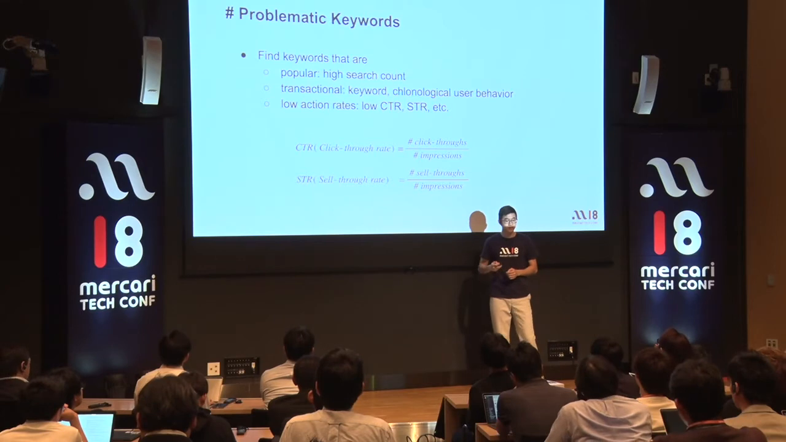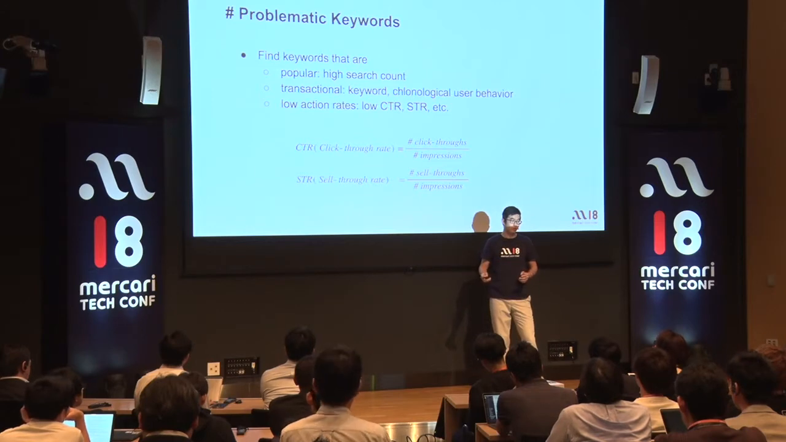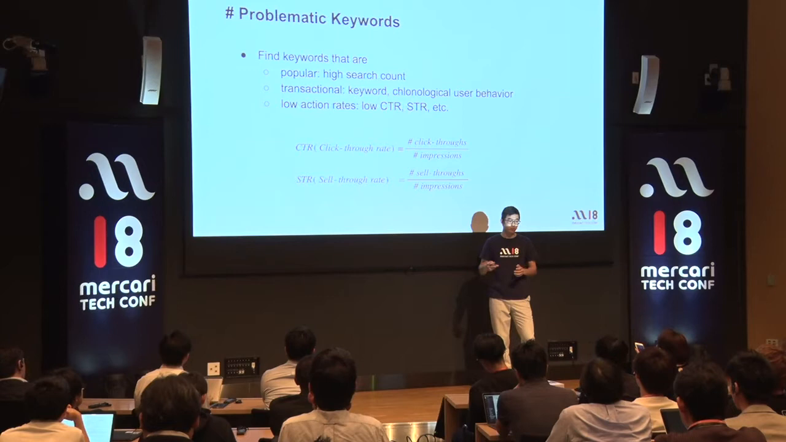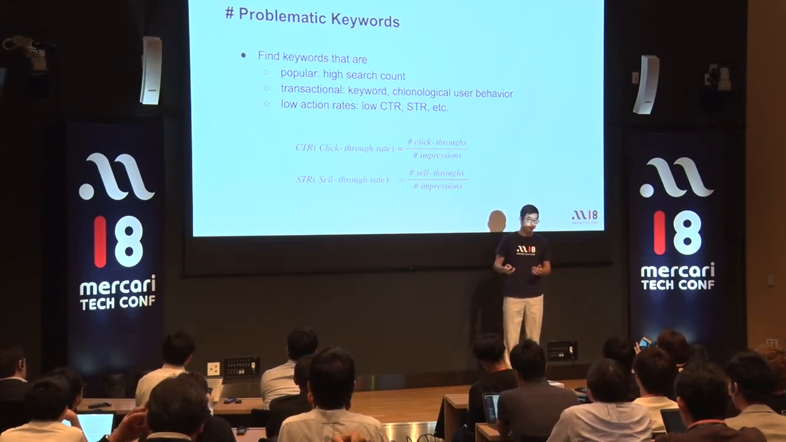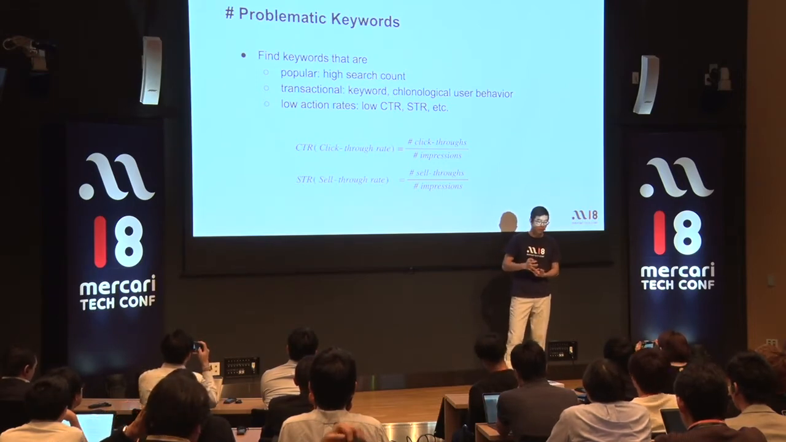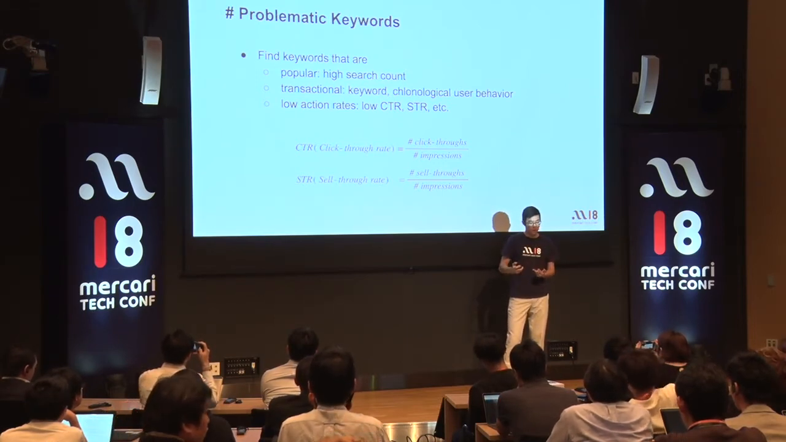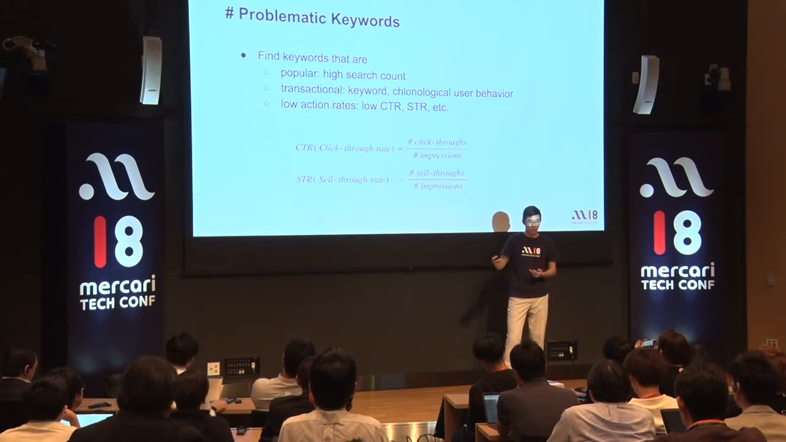So to decide on the best approach to solve this problem of low precision, we measure the magnitude of the problem, and that is how many keywords there are to be fixed. So the keywords that we want to fix are the keywords that are popular and transactional and have a low action rate, because they are the keywords that are low precision. So we find keywords that are popular by just looking at the search count. High search count means popular.